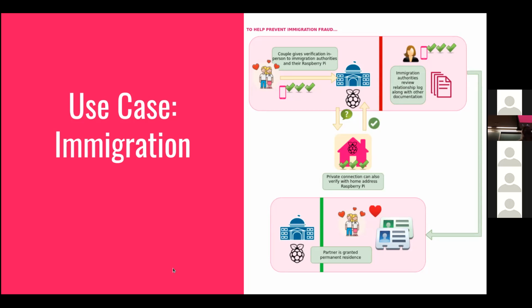And so one member, well, both members of the couple would go to the immigration office. They connect to their home server as well as the immigration office's server, and they're able to exchange this log of check-ins. And so then the immigration authorities review that log, and if all goes according to plan, the partner is granted permanent residence.